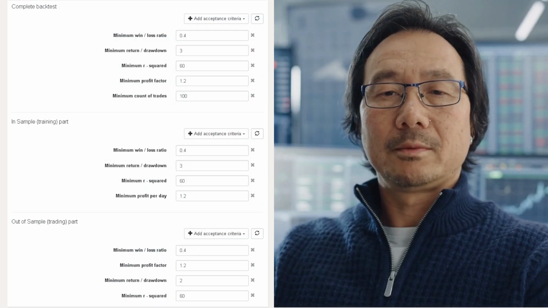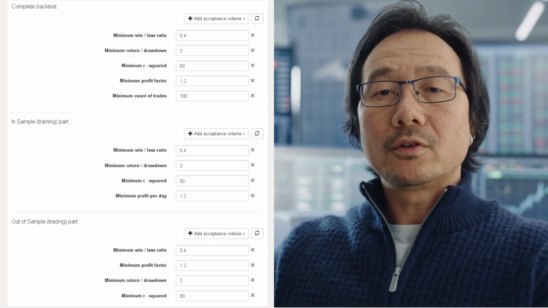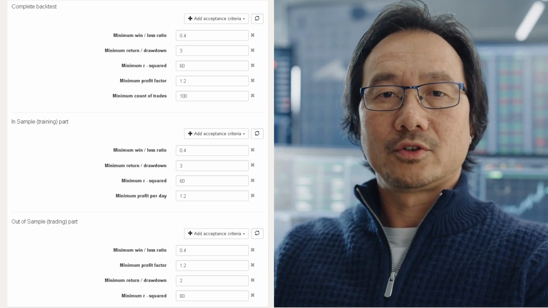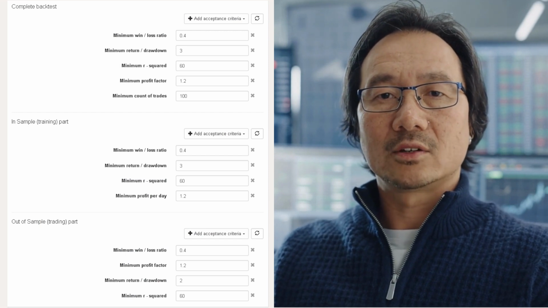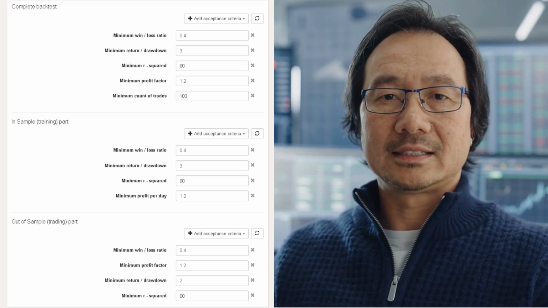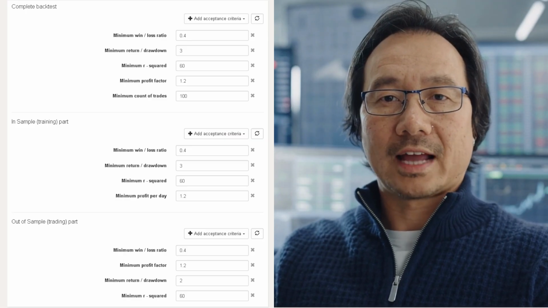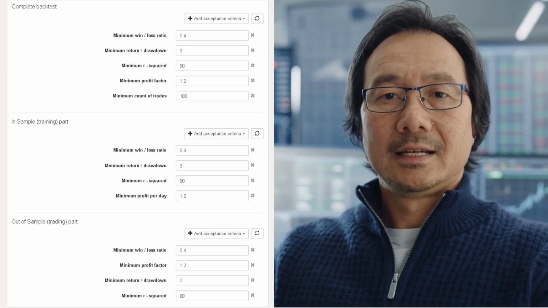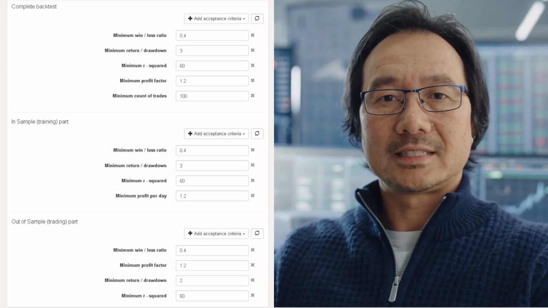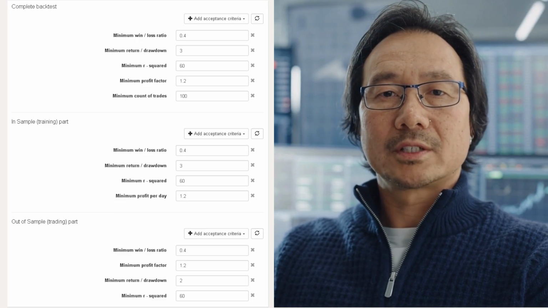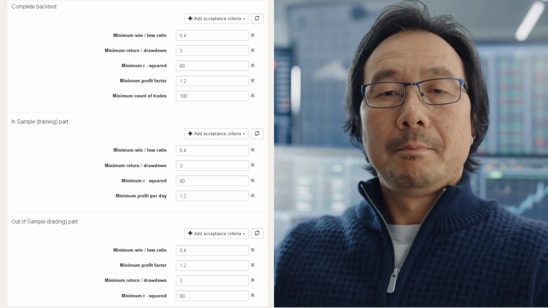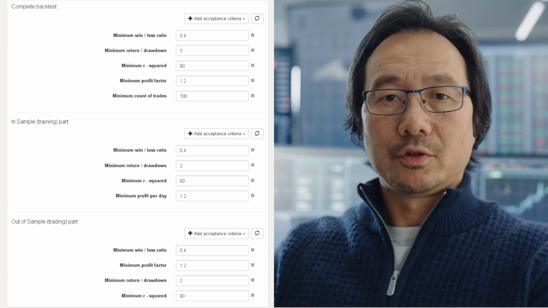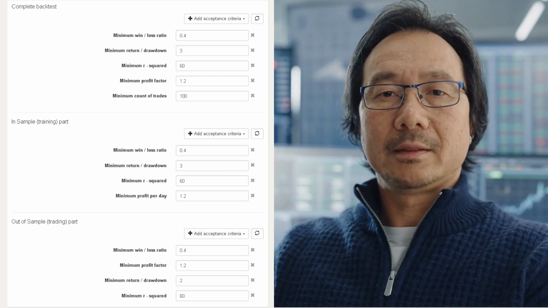Let's start with the full backtest part. This is the overall sanity check on the whole period you're testing. My baseline looks like this. Complete backtest, yes. Minimum profit factor, 1.2. Minimum R squared, 60. Minimum win-loss ratio, 0.4. Minimum return drawdown, 3. Minimum count of trades, 100. What does that actually mean?